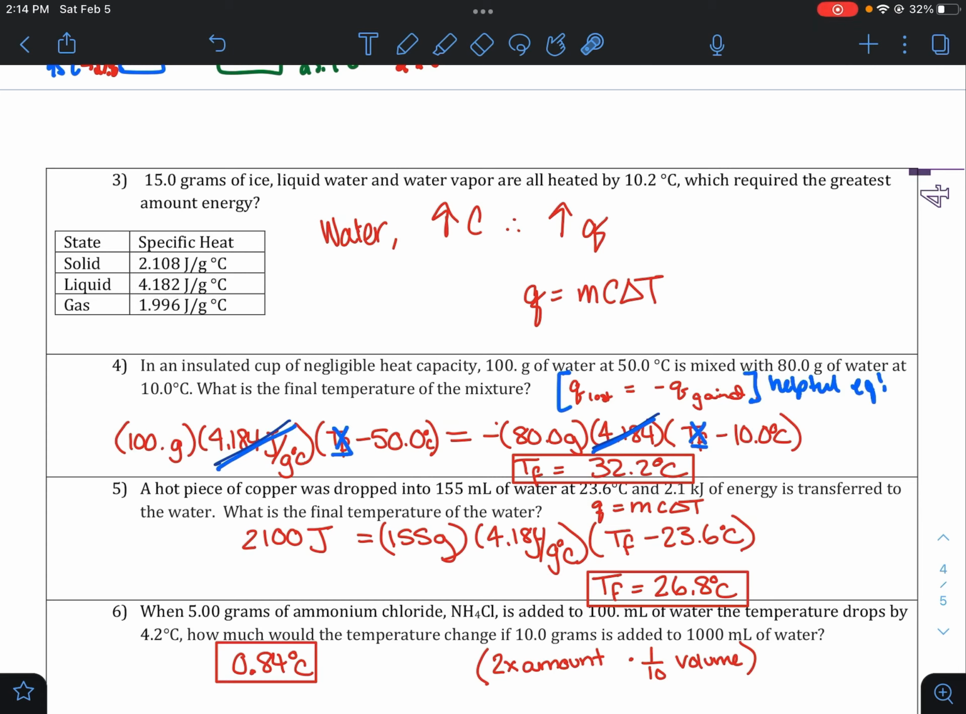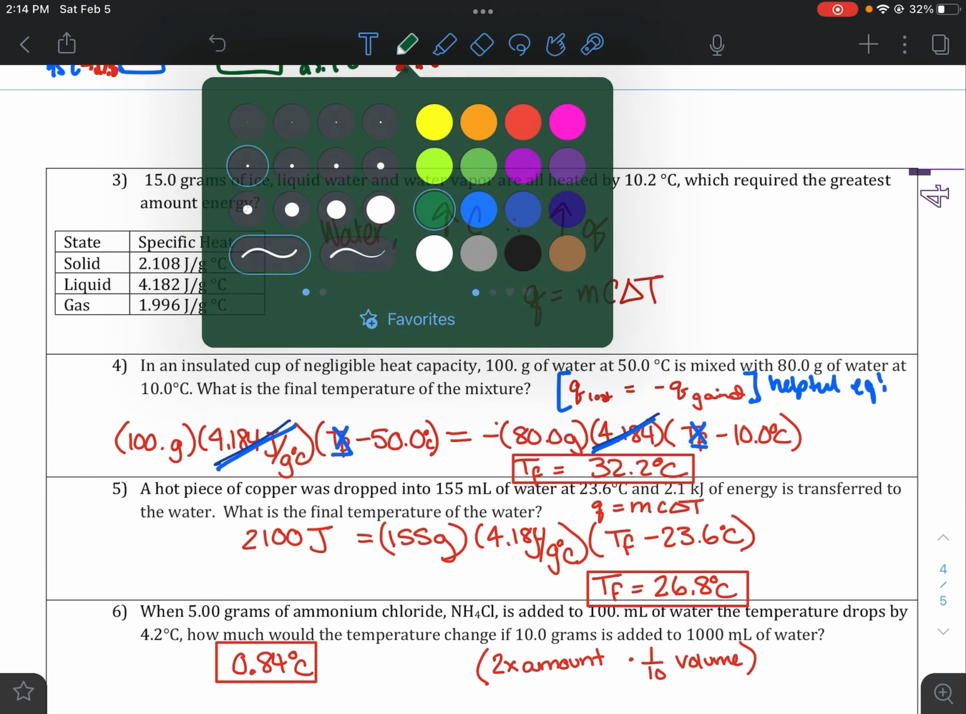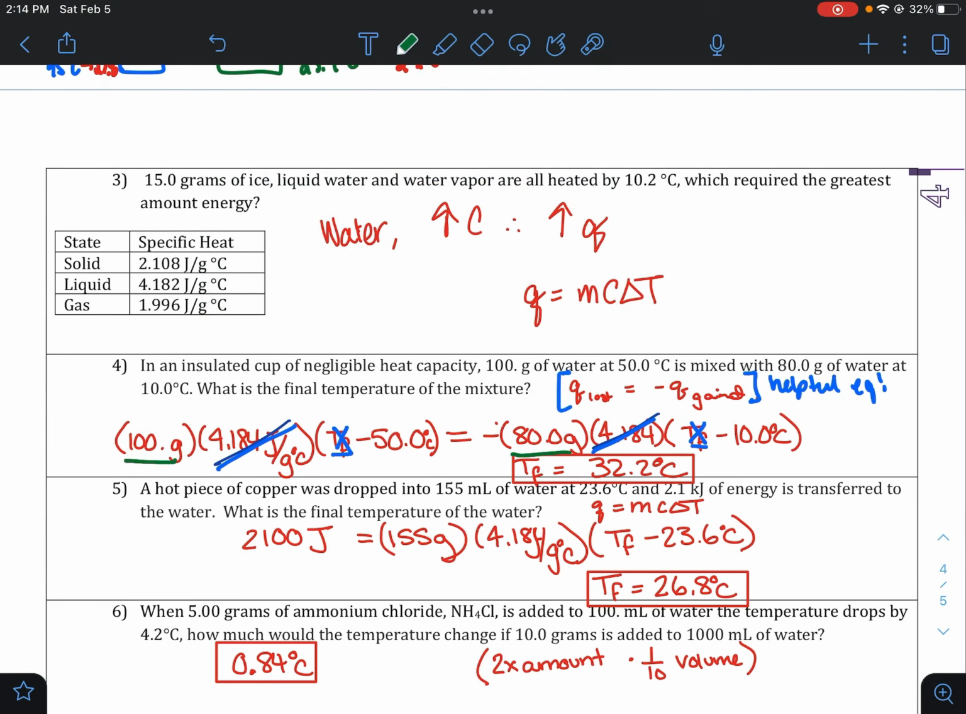What you should notice is it's between our cold temperature and our hot temperature. One more thing to point out is that it is not perfectly between 10 and 50 because of the difference in the mass. If these were both 100 grams, then yes, it would be perfectly in between the two, because they're both the same amount and the same specific heat capacity. But the difference here is that we have different masses.